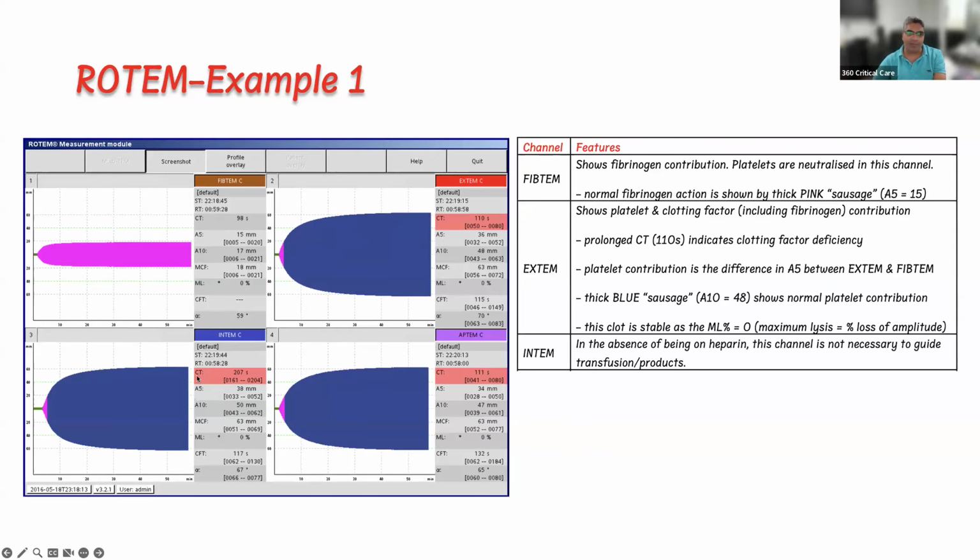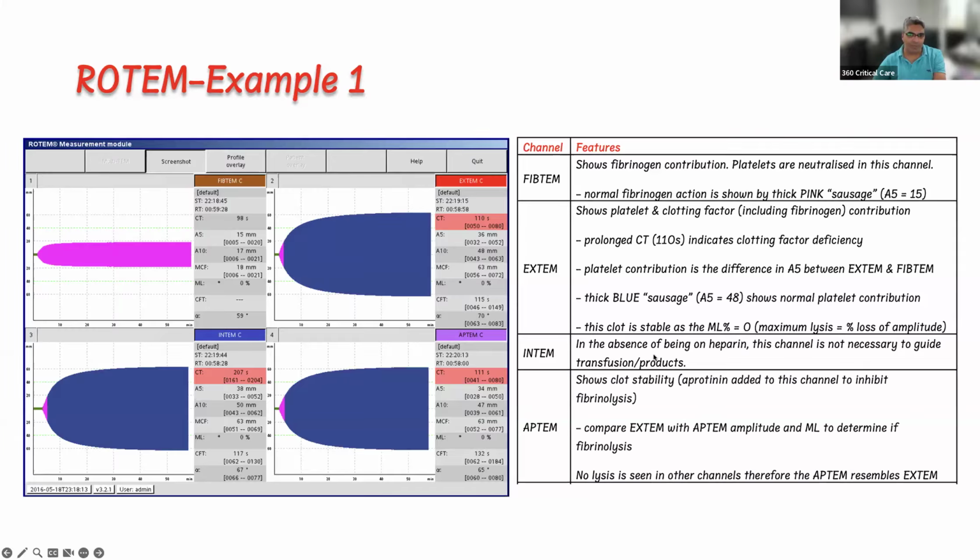Now go to INTEM. What happens with INTEM is the clotting time is prolonged. So this means, in the absence of heparin, because this patient probably is not heparinized, this channel is not necessary to guide transfusion product. But when you look at APTEM, it shows the clot stability, comparing EXTEM with APTEM, and the maximum clot lysis determines the fibrinolysis. So here the clot lysis is 0%, so no fibrinolysis is happening. So APTEM is used for fibrinolysis.